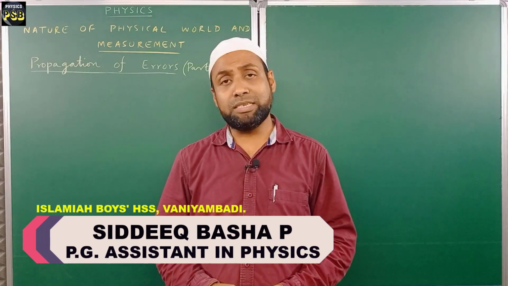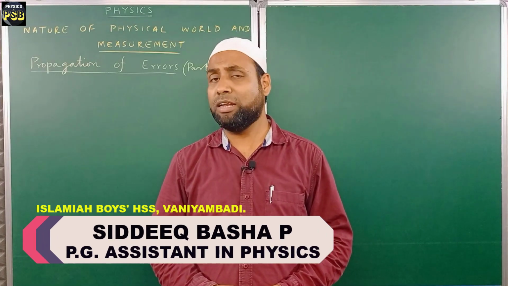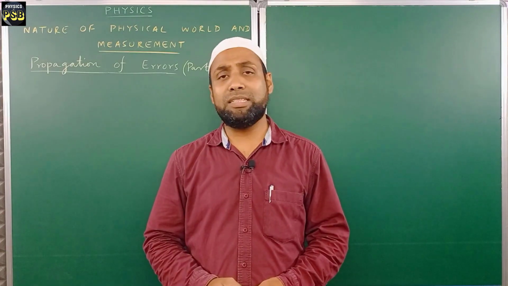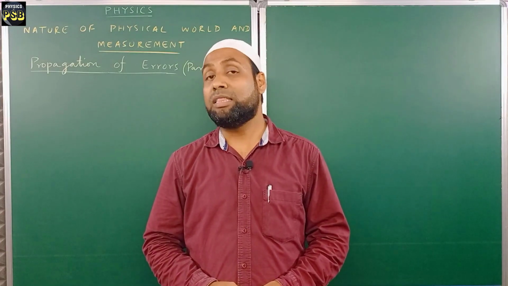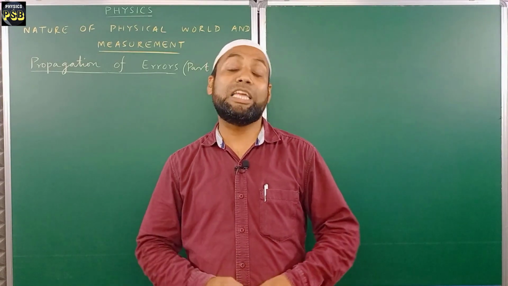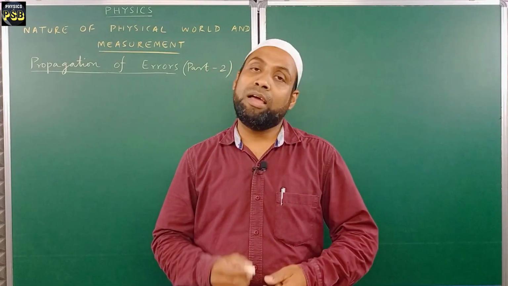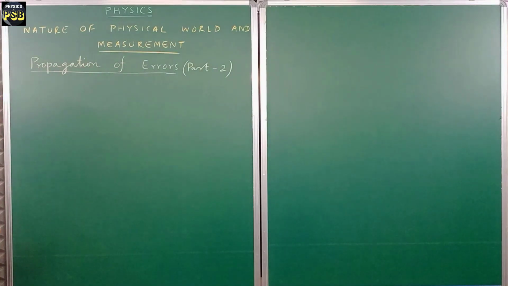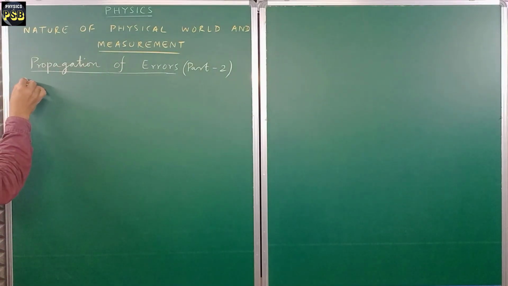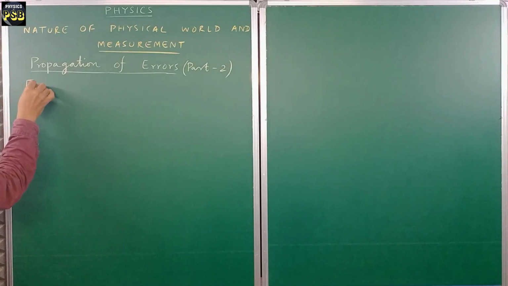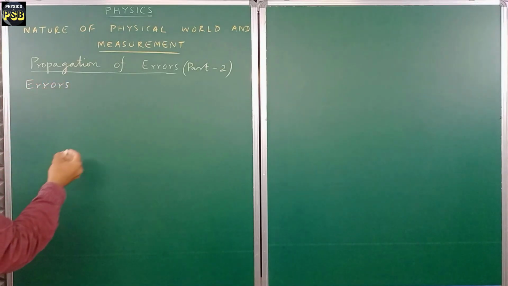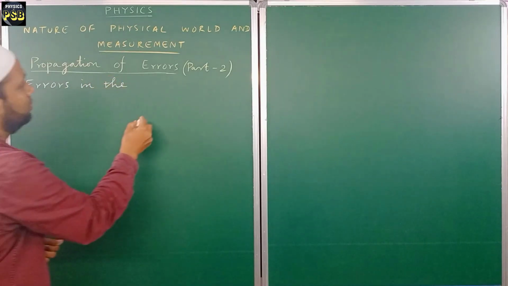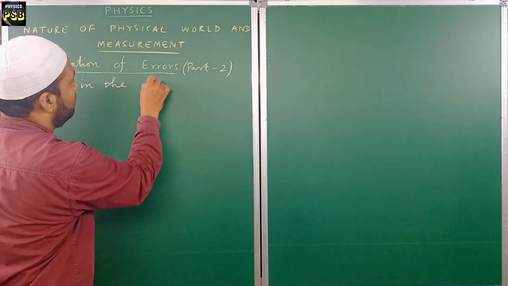In the last video, we discussed the errors involved in the addition, subtraction, and multiplication of two quantities. In this video, we will discuss the errors involved in the division of two quantities, and also the errors involved in the power of a given quantity. Let's do it. I'll start with the errors in the division of two quantities.